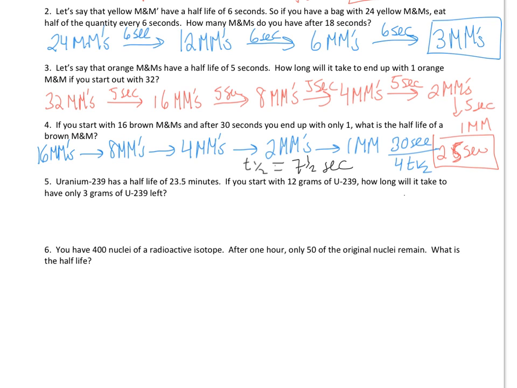So now we don't have M&Ms, we have real substances there. So uranium-239 has a half-life of 23.5 minutes. It says if you start with 12 grams of uranium-239, how long will it take to have only 3 grams of uranium-239 left? So we do it the same way. So we start out with 12 grams of uranium. After the first half-life, which is 23.5 minutes, we'd be left with half the quantity, which would be 6 grams.